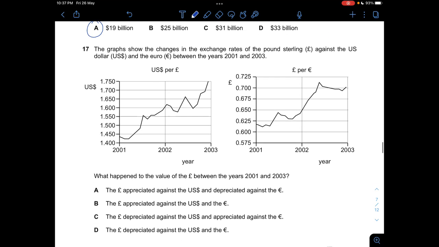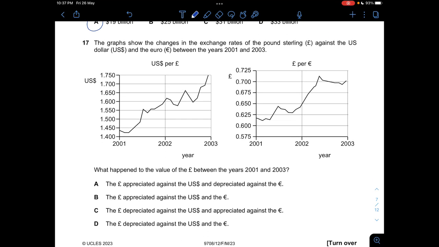Question 17, the graph shows the changes in the exchange rate of the pound sterling against the US dollar and the euro between the years 2001 and 2003. What happened to the value of pound between the year 2001 and 2003? So pound, you can see that from 2001 to 2003, the value of the US dollar actually dropped. So instead of £1 to 1.42 or 13 something, in 2003 it's now £1 to 1.75 US dollars.